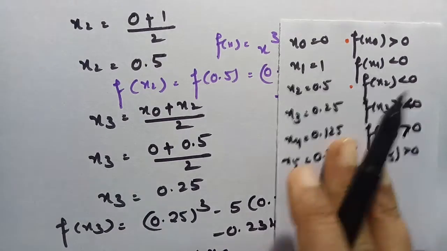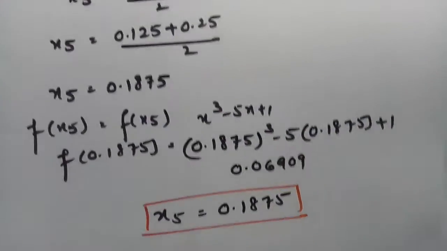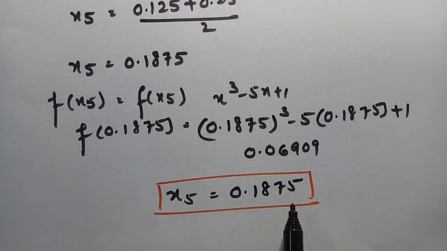So until we get 5 iterations, we have to keep doing. And this will be the final answer, that is x5 is equal to 0.1875.